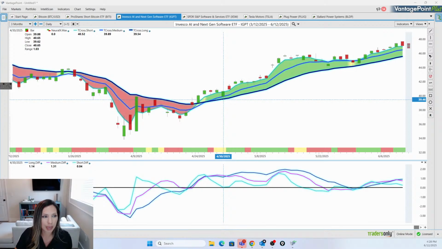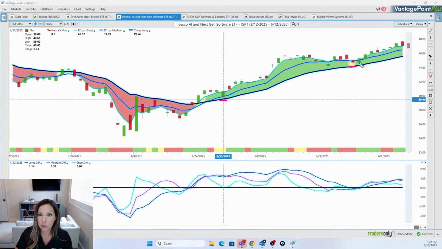So let me remove my drawings here and let's work through this trend together so you guys can see that as we progress through our trend, this line changes because it is a predictive moving average, and each time we come and try to test that T-cross long, it acts as that support level.